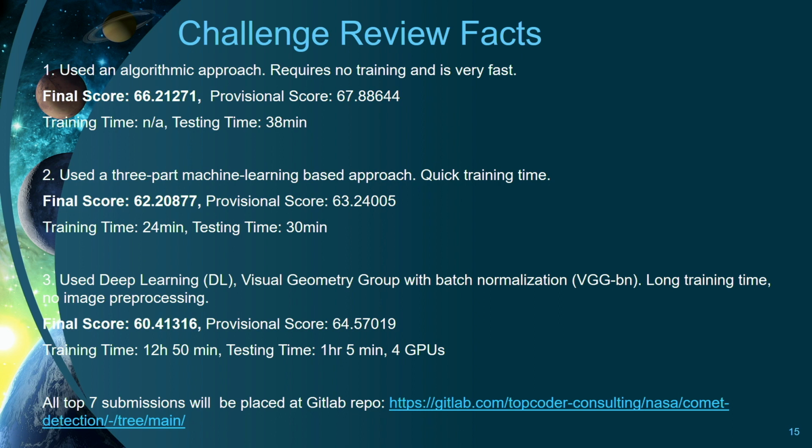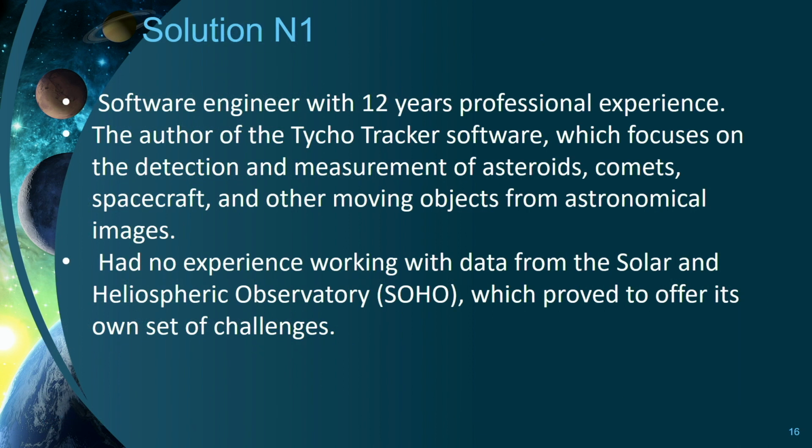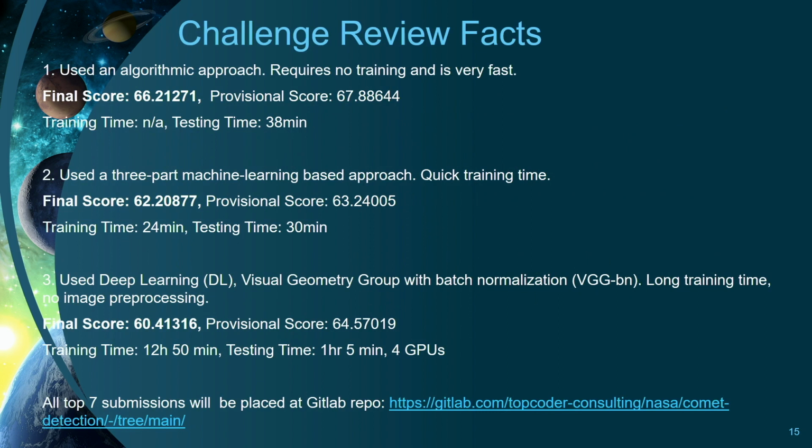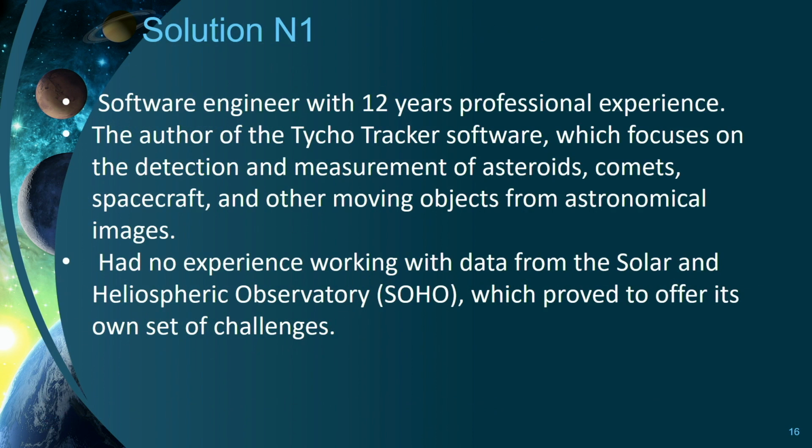that people used in finding the best solutions. One of them was an algorithmic approach, and you see it was really fast, and the score was 66. The next solution was a 3-part machine learning approach, and the last one was a deep learning approach, which was more time consuming, but most importantly, it doesn't use any data reduction, though it has a lot of training time. And next slide, please.